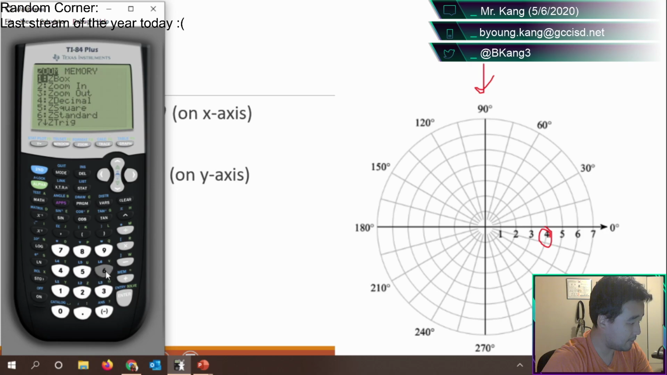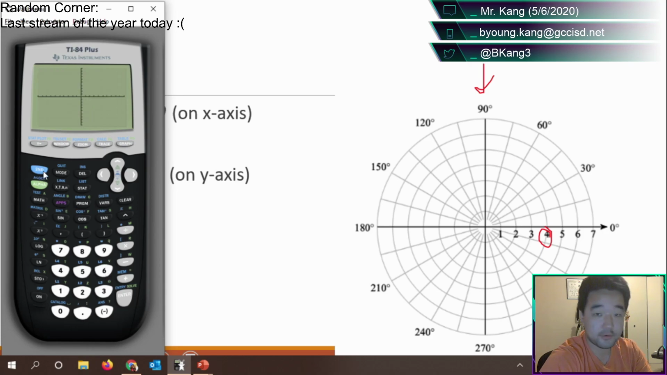And then let me fix this to zoom standard first. So most of you are going to be in a standard zooming window. So whenever I type in 4 sine theta, like that, hopefully you saw the little mouse cursor. It's supposed to be a circle, but notice how that looks really oval shaped. And it's on the y-axis, like I said it was going to be.